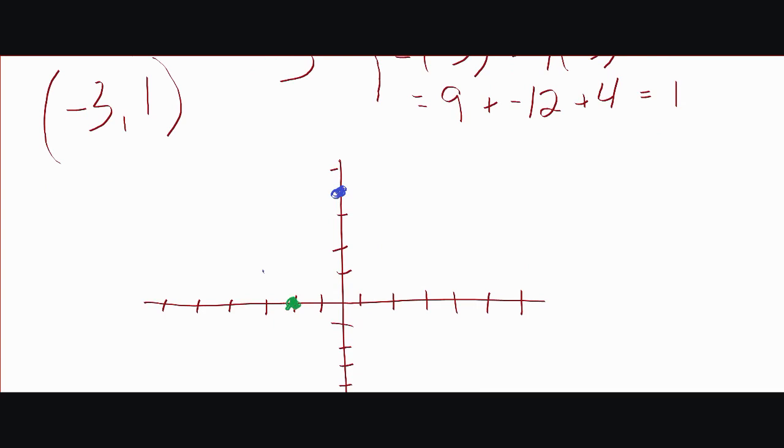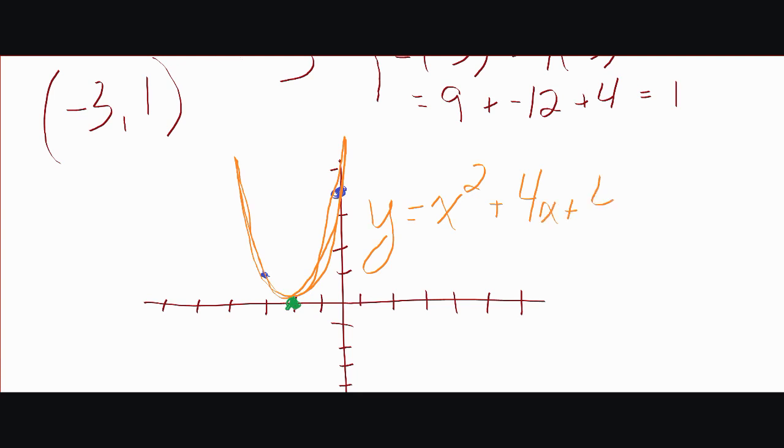So negative 3, 1. Now, it doesn't matter where these points actually are, as long as one's to the left and one's to the right, because now that I have them, I connect the dots, and I know which direction it faces, so I can approximate this curve here. And that right there is the graph of my parabola. This is the graph of y equals x squared plus 4x plus 4.